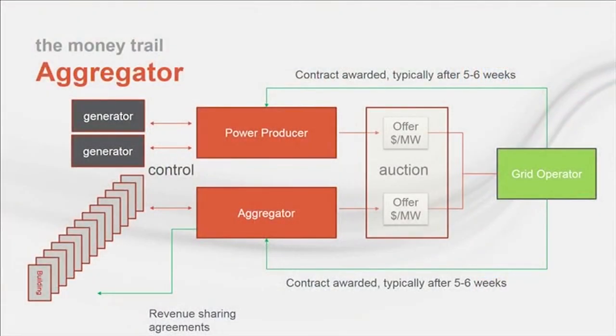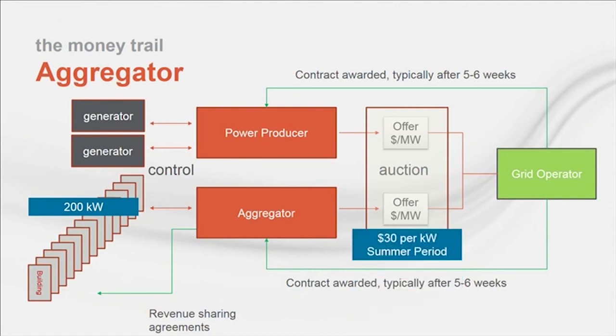First, the school contracted with an aggregator and negotiated a split in which they would receive 70% of all revenue. The school and aggregator worked together to identify that 200 kilowatts would be a reasonable amount of demand for them to be able to drop if called upon during the summer. The aggregator bid the 200 kilowatts into the PJM capacity auctions for the summer period, which runs from June through September, and the auction resulted in payments of $30 per kilowatt, or $6,000 in potential revenue.